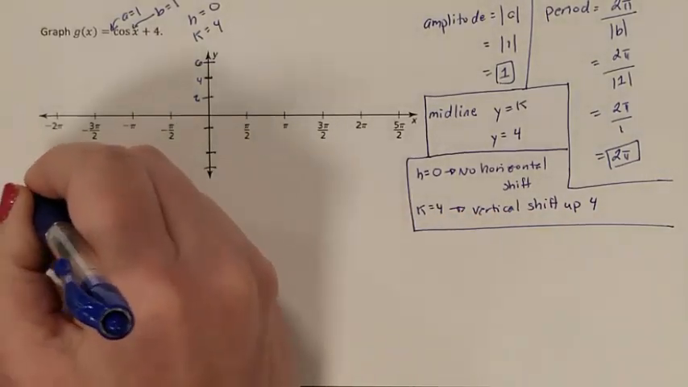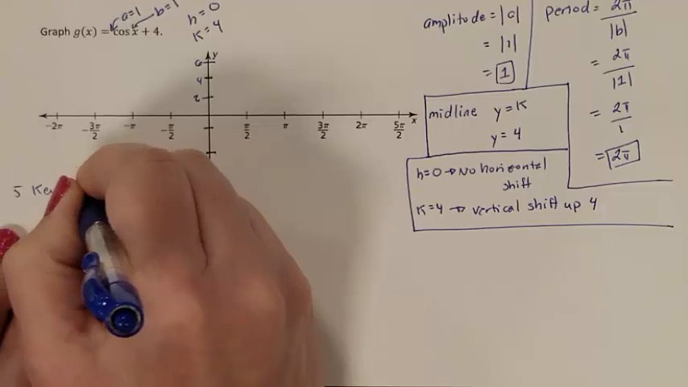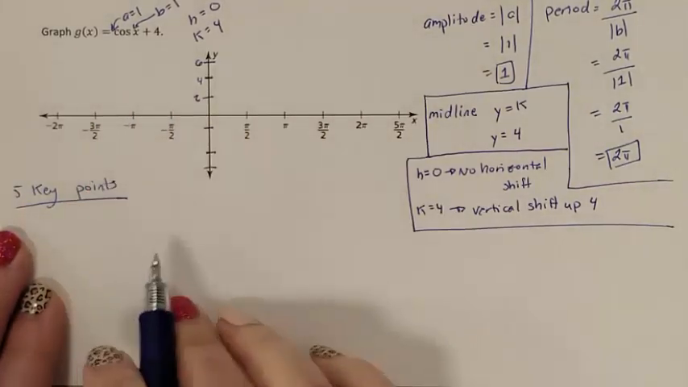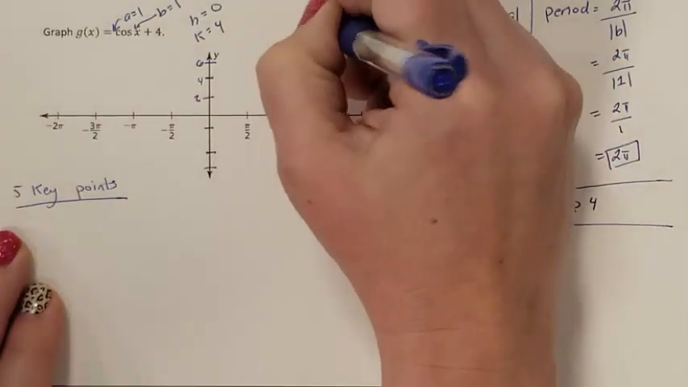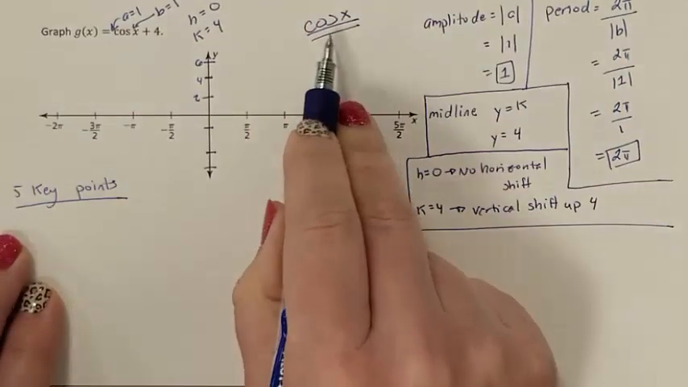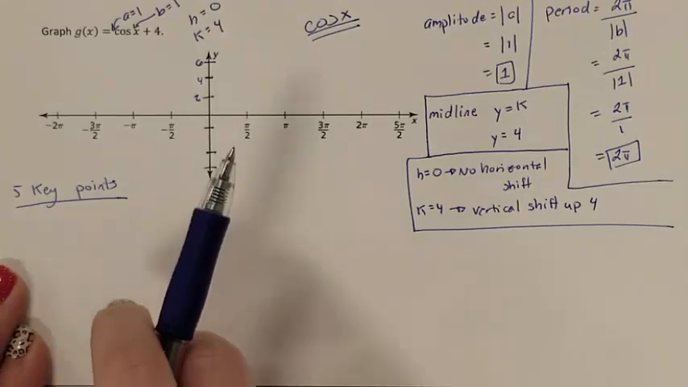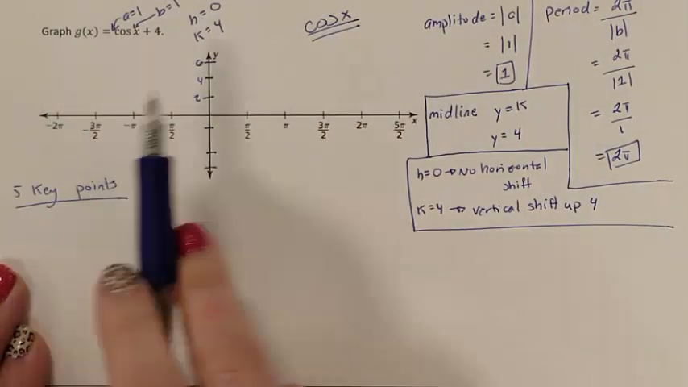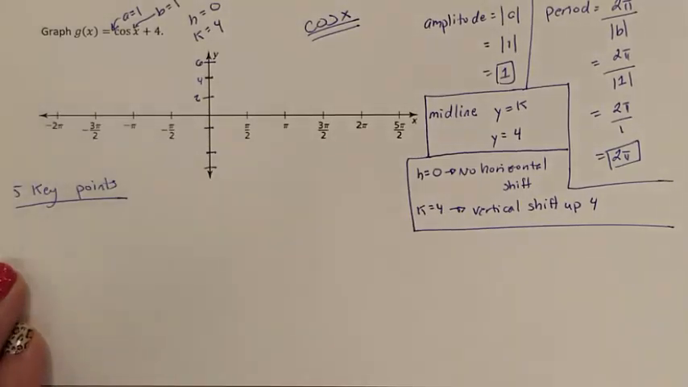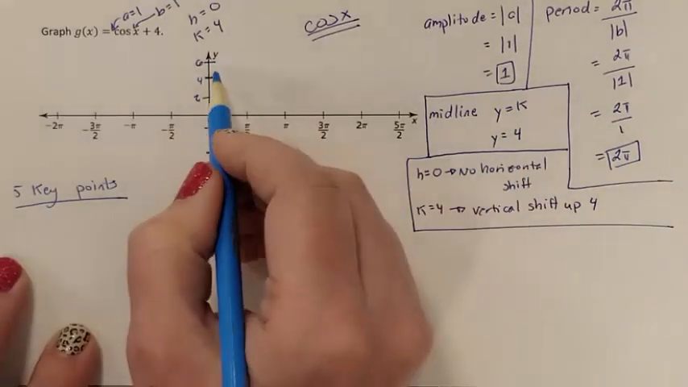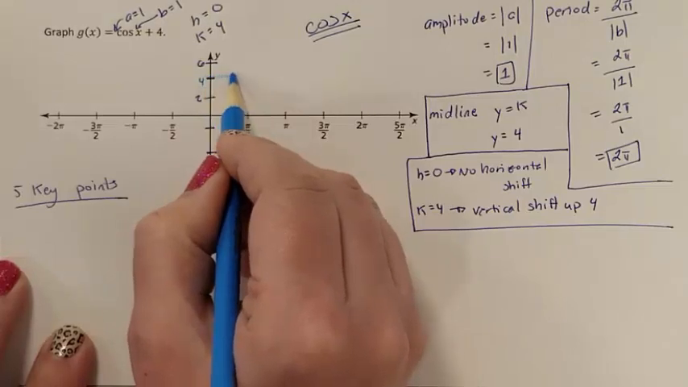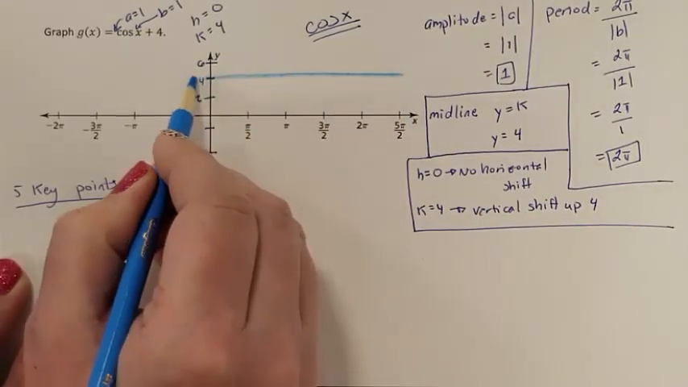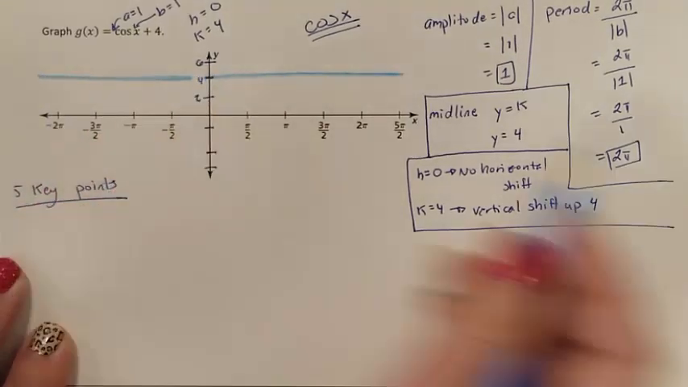So after that, I need to find my 5 key points. And you have to be very careful because sine and cosine have very different equations. So we are making sure that we are using the cosine formulas. Cosine has 2 x-intercepts, so that means that we are going to have 2 points that cross this midline, and we know that our midline is right here at 4 now.